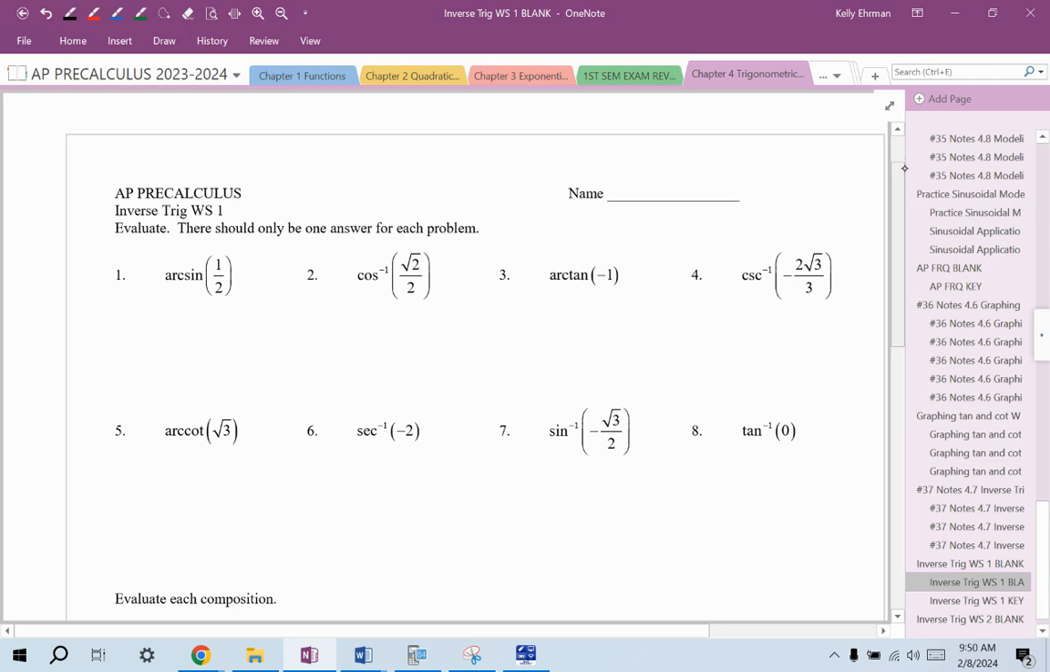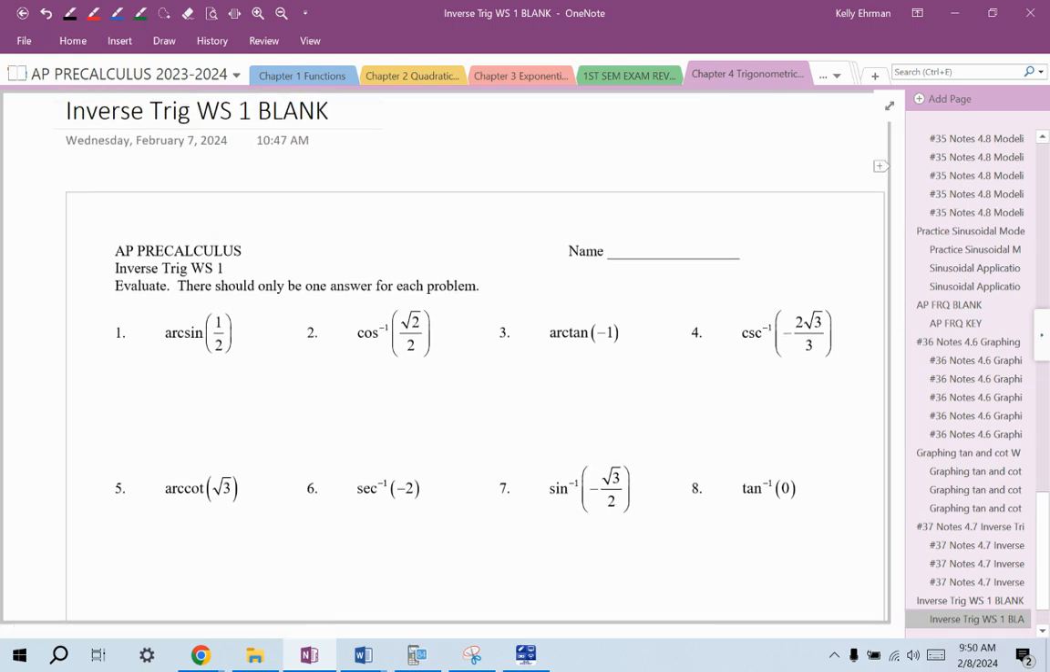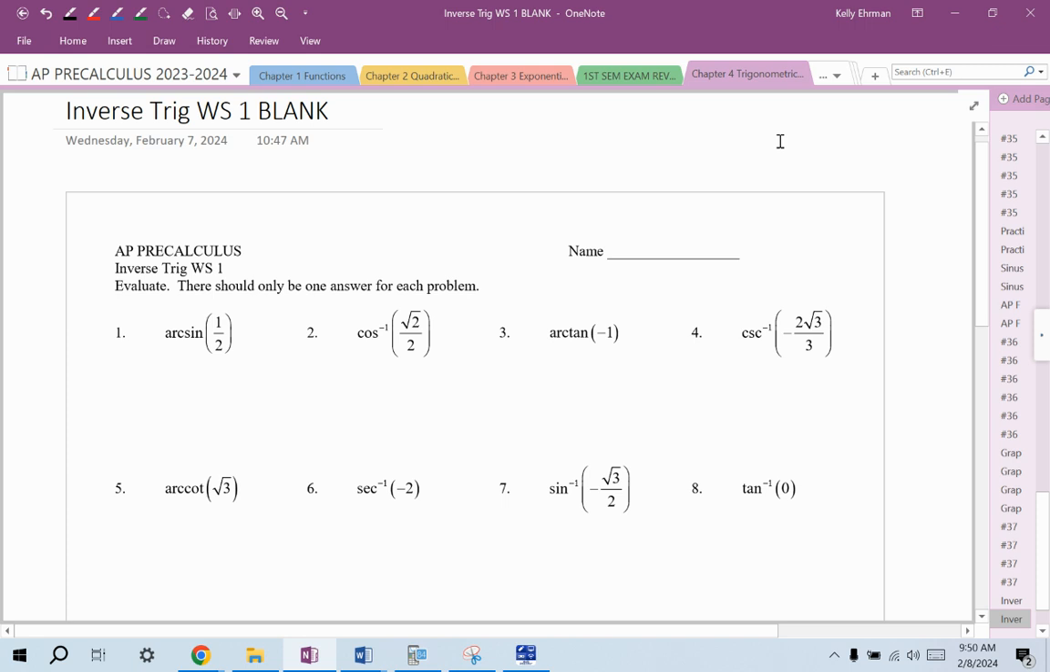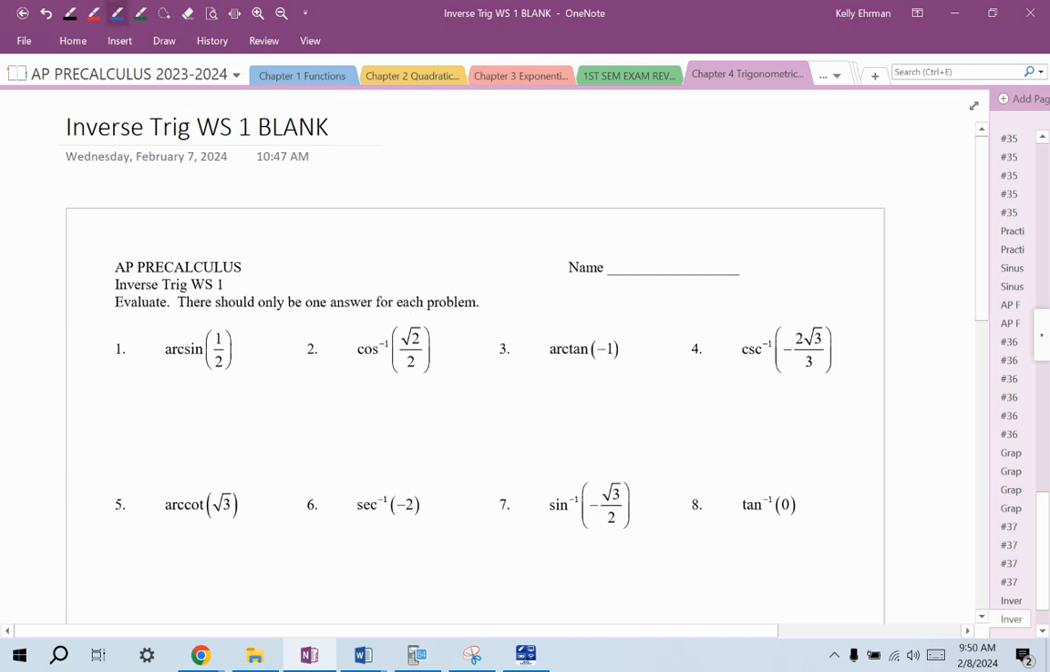All right, so inverse trig worksheet 1, we are practicing evaluating inverse trig functions. To begin with, remember there should only be one right answer for each problem. And if it helps you, I think it's helpful to draw the half of the circle that you're allowed to select answers from. So from pi over 2 to negative pi over 2. And you can label all of these angles if you want to.